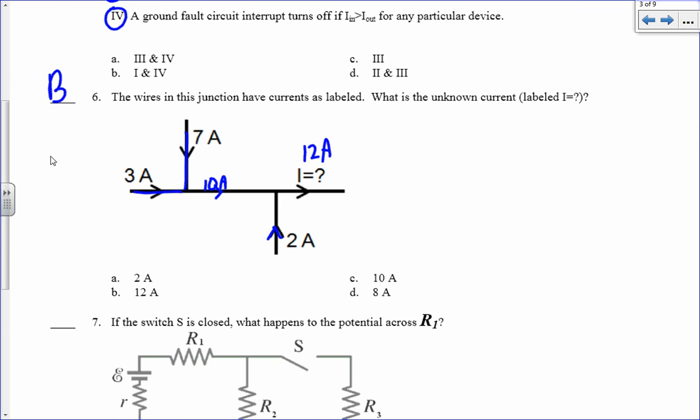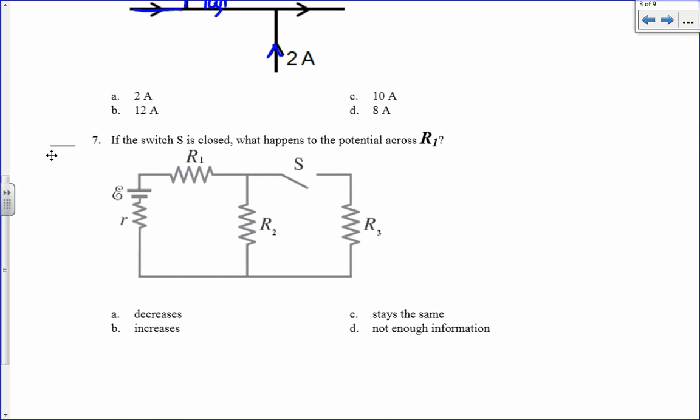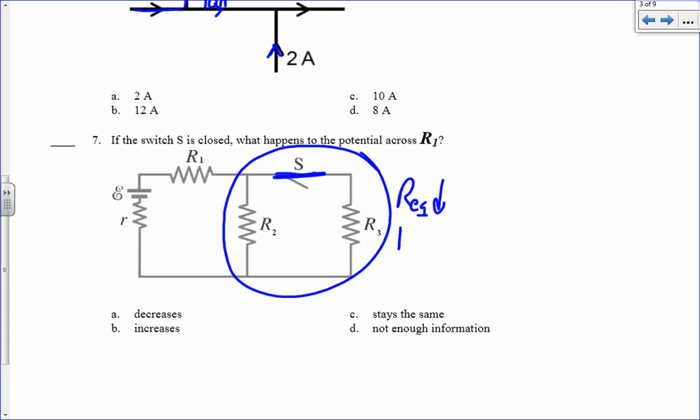For number 6, if the switch S is closed, what happens to the potential across R1? So if I close the switch like that, and I add R3, that means that the resistance of this whole branch, the equivalent resistance, will go down. That means that the voltage goes down, and if that voltage goes down, then V1 has to go up in order to keep the same, because they all have to add up to get the EMF of the battery. So it should be B, increases.